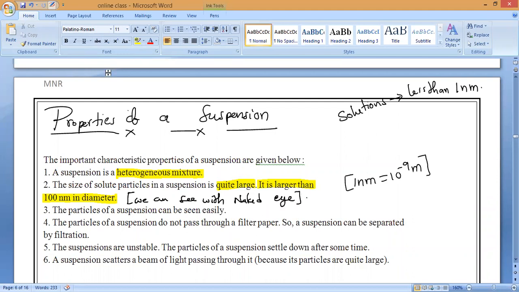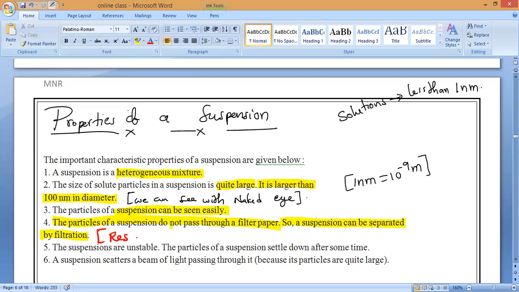Next, the particles can be seen very easily with the naked eye, because their size is quite large. Next, if we pass this suspension through filter paper, you can see the suspension does not pass through it. So a suspension can be separated by the process of filtration, so that something will always be left. What will be left in the filter paper?